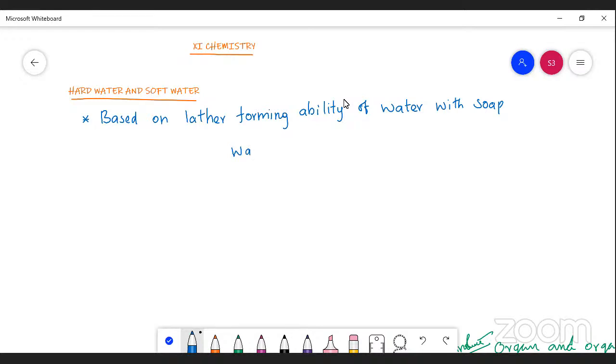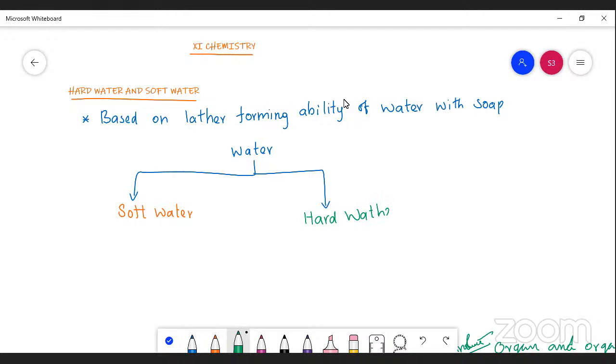Water may be classified into two types. One is soft water, and another one is hard water. Based on lather forming ability, we may classify water into soft water and hard water. What do you mean by soft water? A soft water is one which easily forms lather with soap.